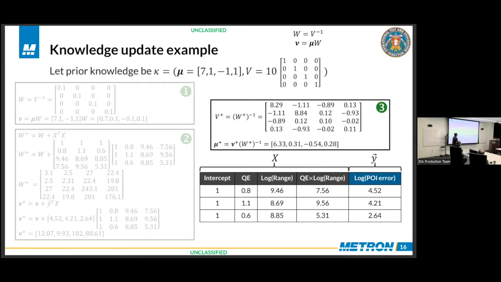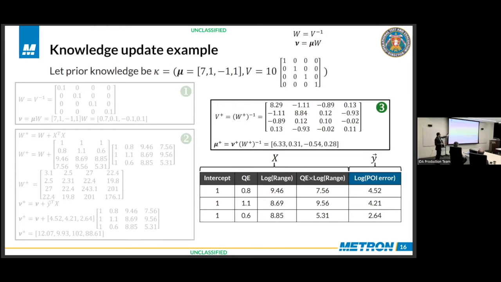However, if you look at the other two, which relate to log of range and quadrant elevation, in the cross term, the variance decreased by 2 orders of magnitude. And so it's telling us something. It's telling us that it learned something important from the data and therefore became much more certain about those parameters.